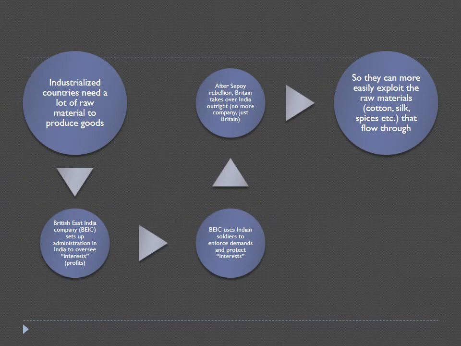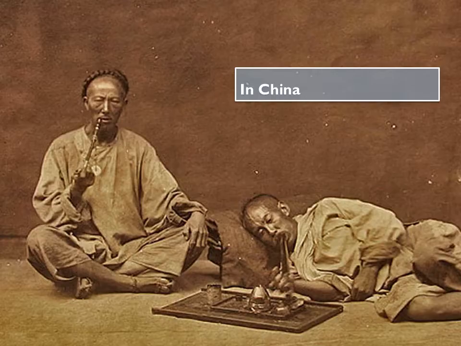Here's another way to look at it. Industrialized countries need a lot of raw materials. The British East India Company sets up their administration in India to oversee interests, basically to make sure they're getting their profits. They use Indian soldiers to enforce demands and protect their interests. And then the sepoys rebel, so the British have to step in on their own. They can't be indirect anymore. So they can exploit the raw materials that India has, like cotton and silk and spices. This will become very relevant when we talk shortly about the opium trade.